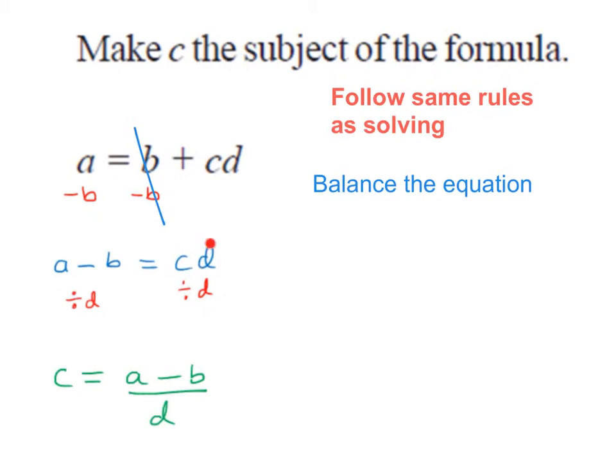So now we have D stuck on, and two things stuck together in maths mean multiply, and the opposite of multiply is divide. So if I want to get rid of this D, I'm going to have to divide by D. Dividing by D will cancel these out. But if I divide by D on the right of the equal sign, I must divide by D on the left of the equal sign. So I'm going to have A minus B divided by D. I'm going to write it out as a fraction. So C is equal to A minus B over D. Now I have the C on its own. I have made the C the subject of the formula.